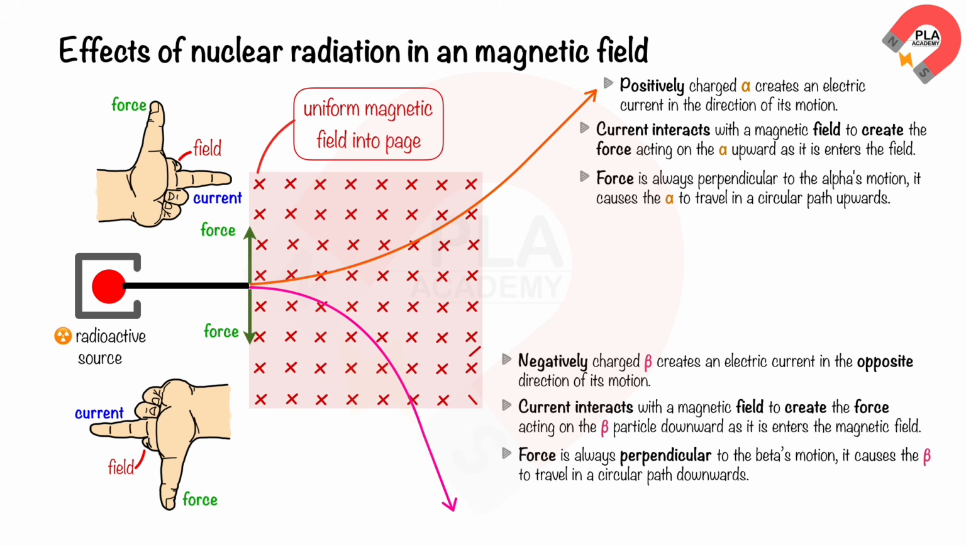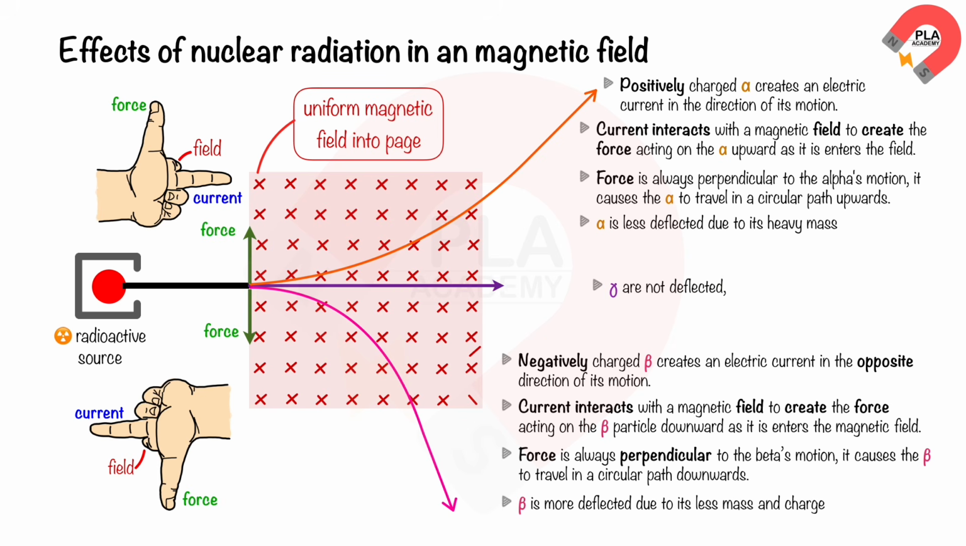The alpha is less deflected due to its heavy mass, even though it has a higher charge. Mass has a stronger influence on deflection than charge in this case. Therefore, the beta is more deflected due to its less mass and charge. The gamma rays are not deflected. This is because they have no charge.